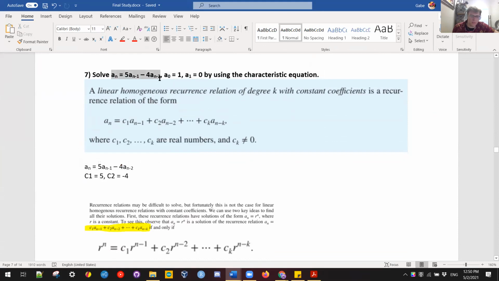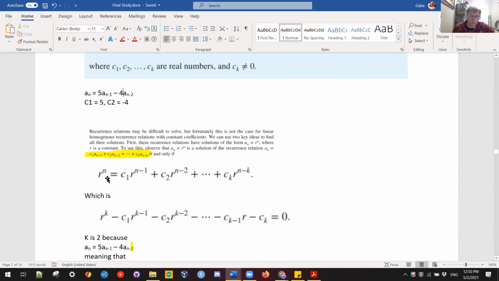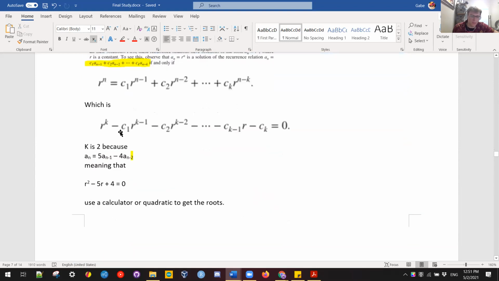Just by looking at the original, we can see C1 is 5 and C2 is -4, because those are the coefficients. Moving down, we have that Rn is equal to all this stuff, and it depends on K. K is your degree, and we have degree 2 here, because the degree is always just the last one. So the degree is 2, and K in this case is 2.